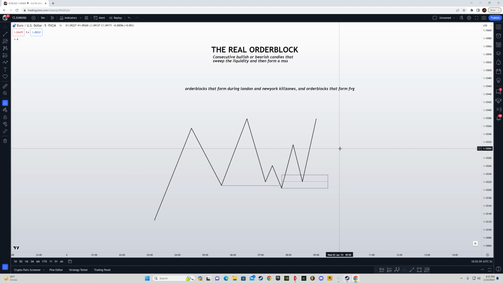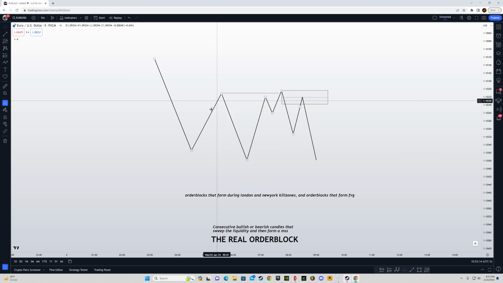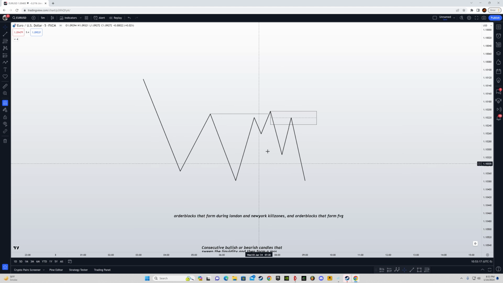And don't worry, I'll give you a lot of examples. So make sure you stick till the end. Now, here is a trading model that you can use with auto blocks. But before we do that, let's invert the chart here and let's look at this in a bearish auto block manner. So what is a bearish auto block here? So consecutive bullish candles that sweep liquidity, and afterwards we get a market structure shift.